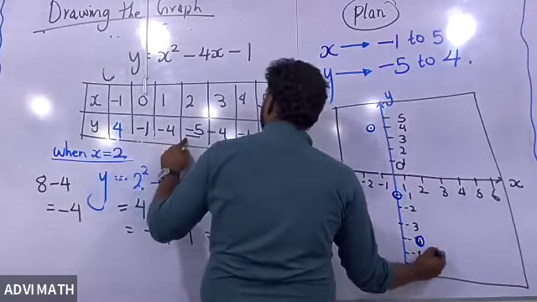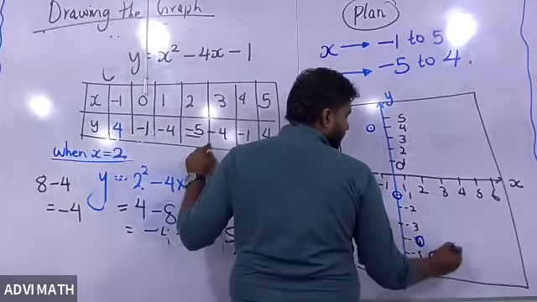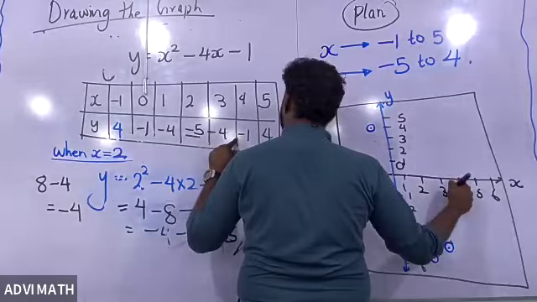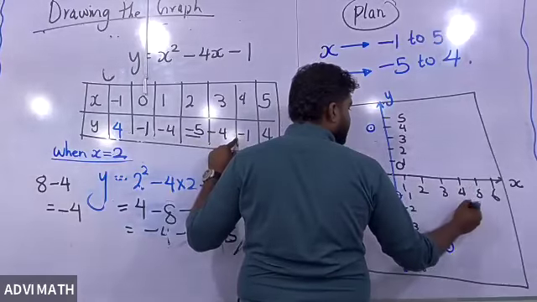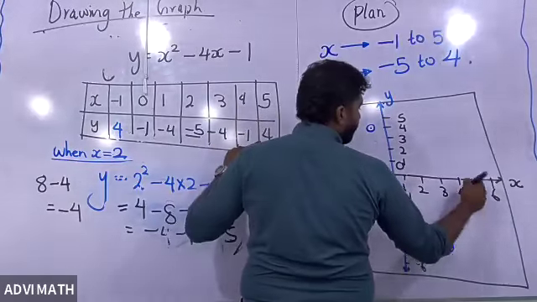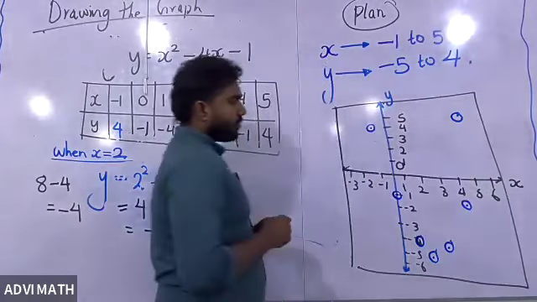Mark it here. 3 comma minus 4. 3 comma minus 4. Keep a dot. Mark it here. 4 comma minus 1. 4 comma minus 1. Where is minus 1? It is here. Keep a dot. Mark it here. 5 comma 4. 5 comma 4. It is here. Keep a dot. Mark it here.